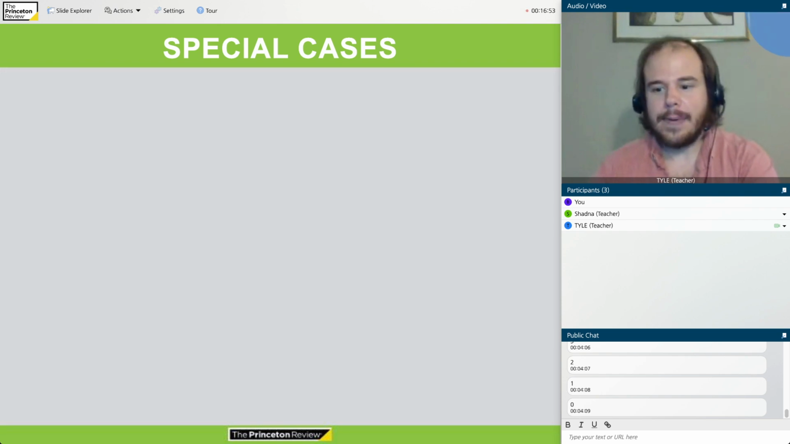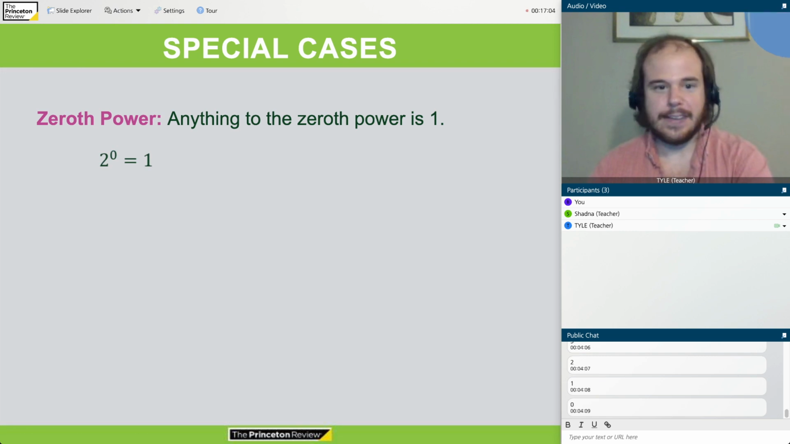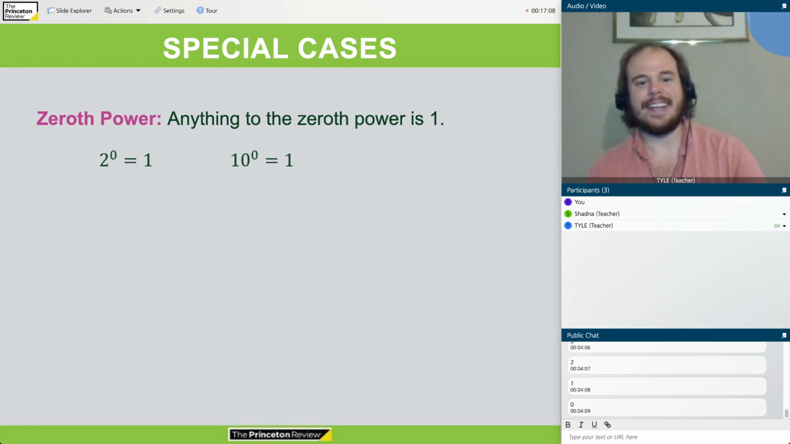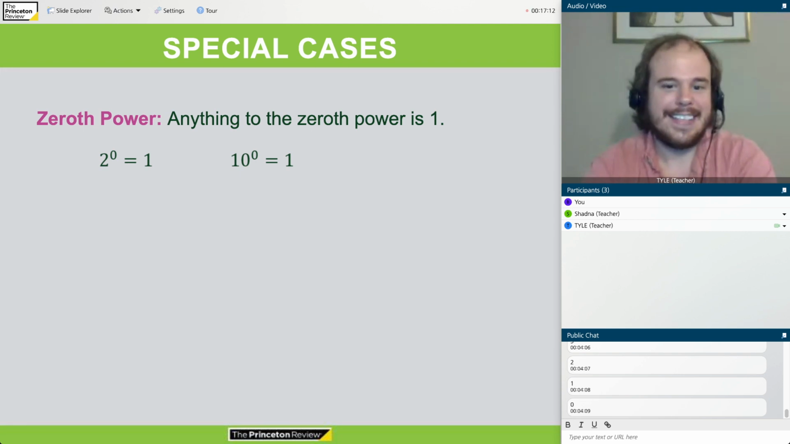Now let's talk about a couple of special cases. First, anything to the 0th power is 1. So for example, 2 to the 0th power is 1. 10 to the 0th power, still 1. This ridiculous number that I made up to the 0th power, still 1. Okay? Anything to the 0th power is 1.